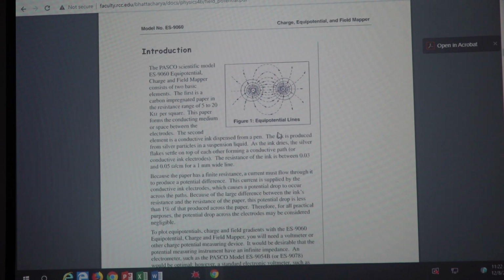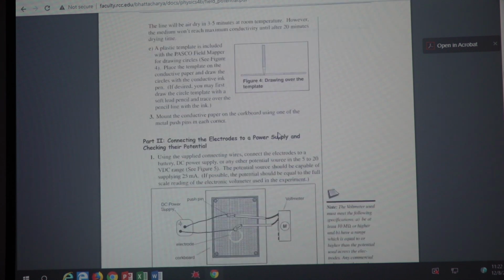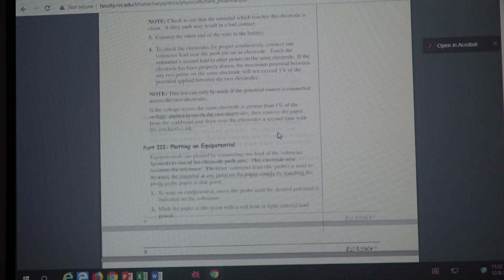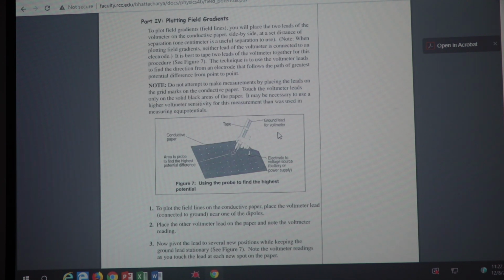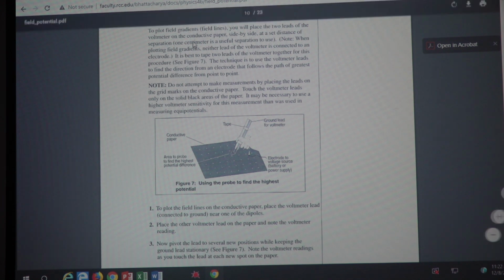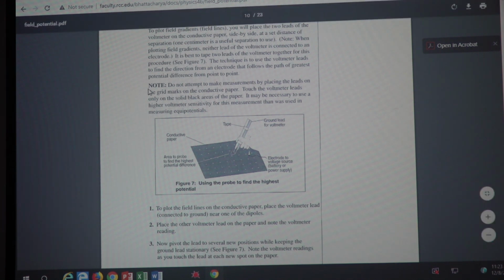That's what's meant by that write-up. And the field gradients part is a little bit difficult. That means I'm looking for the electric field lines.